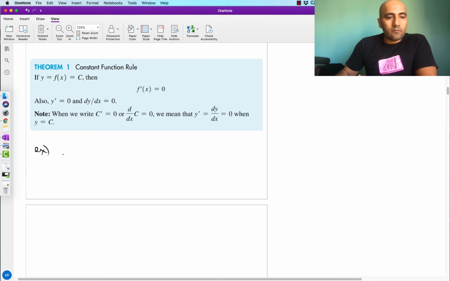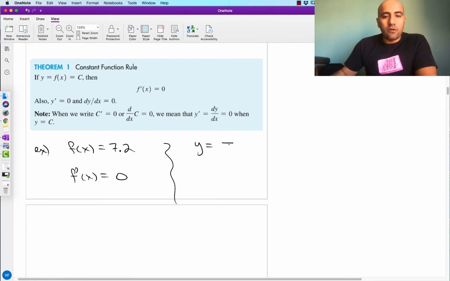For example, if f of x was given as the number 7.2, then its derivative would be 0, right? Easy. If the function y was equal to pi squared, I don't know what that is, but it's some number. It's just a number. Its derivative, y prime, is equal to 0. Okay, so you get the point.